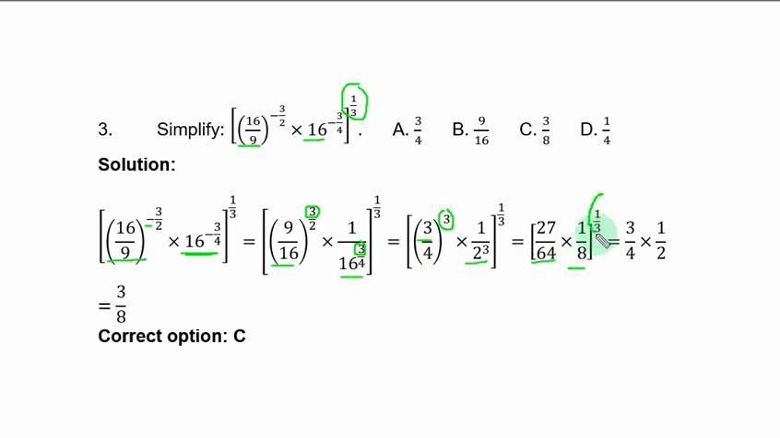This 1 over 3 means cube root. Cube root of 27 is 3. Cube root of 64 is 4. Cube root of 1 is 1. And that of 8 is 2. If you multiply, you have 3 over 8. C is the correct option.